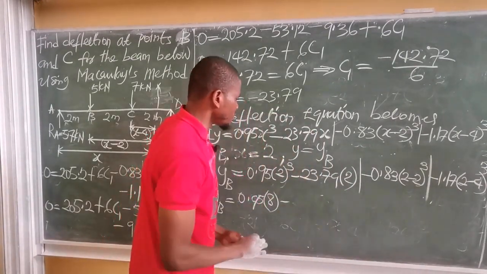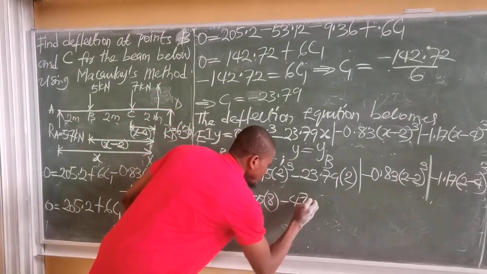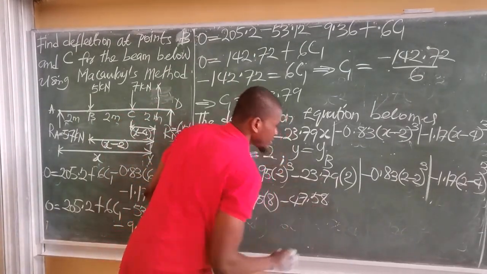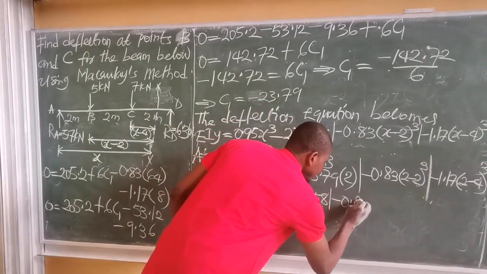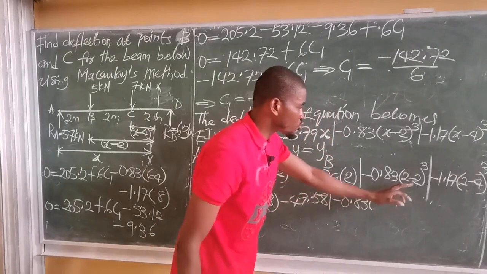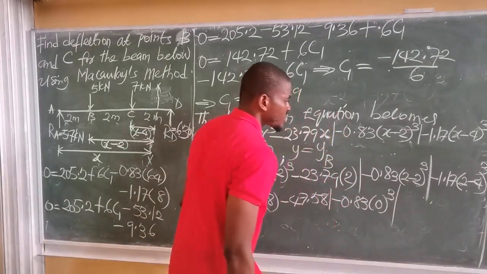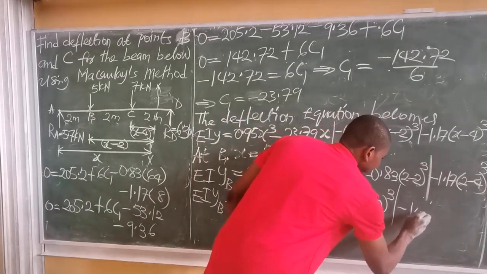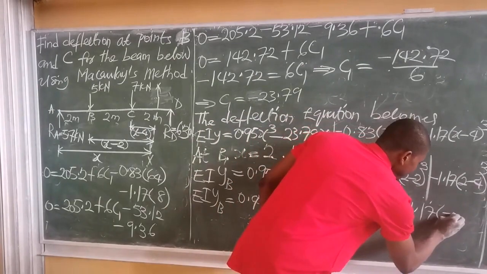Okay, so this is simply 23.79 times 2. All right, so we have 47.58. So open your Macaulay's bracket. This is minus 0.83 into, of course, 2 minus 2 here automatically is 0 to the power of 3. Open your Macaulay's bracket. We have minus 1.17 into, here 2 minus 4 is simply minus 2 to the power of 3.